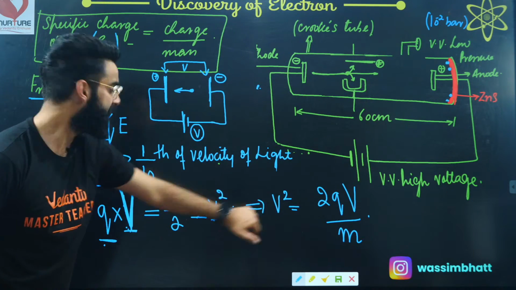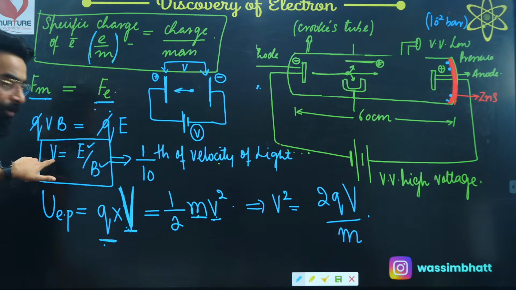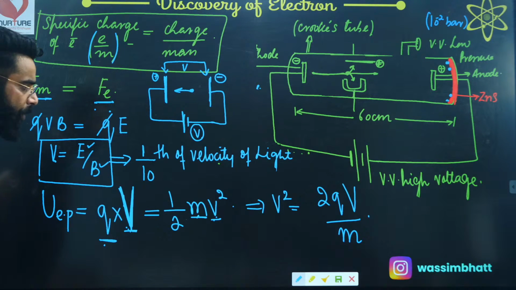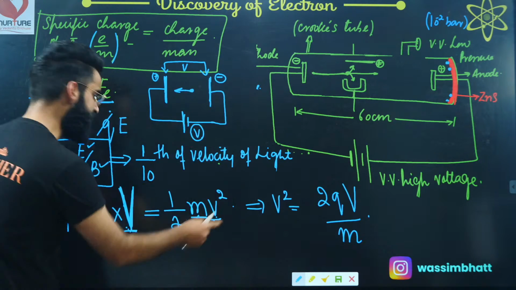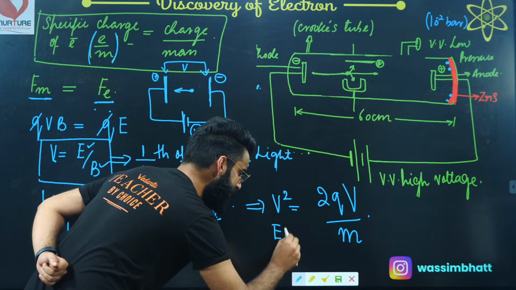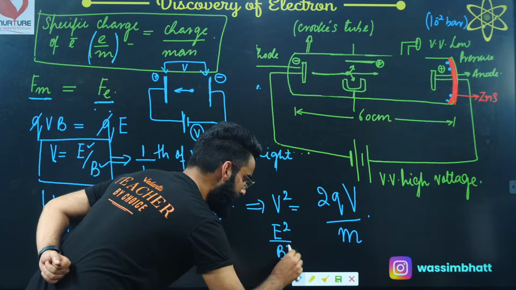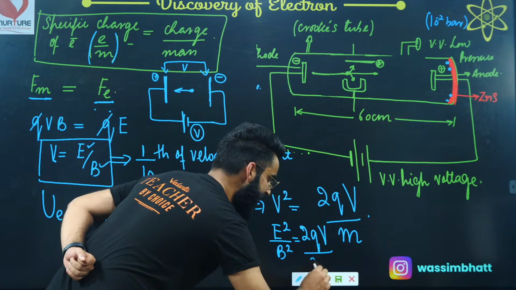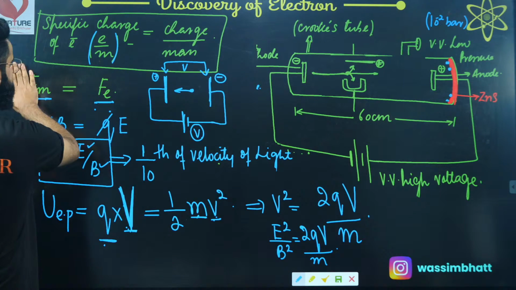And people, we knew this value of v. This v value we have already calculated. It is equal to E divided by B, electric field strength divided by magnetic field strength, right? So instead of this v square, I'll be writing E square by B square. So I'm writing E square divided by B square is equal to 2 times q multiplied by V divided by m, right? Let me write it somewhere here.